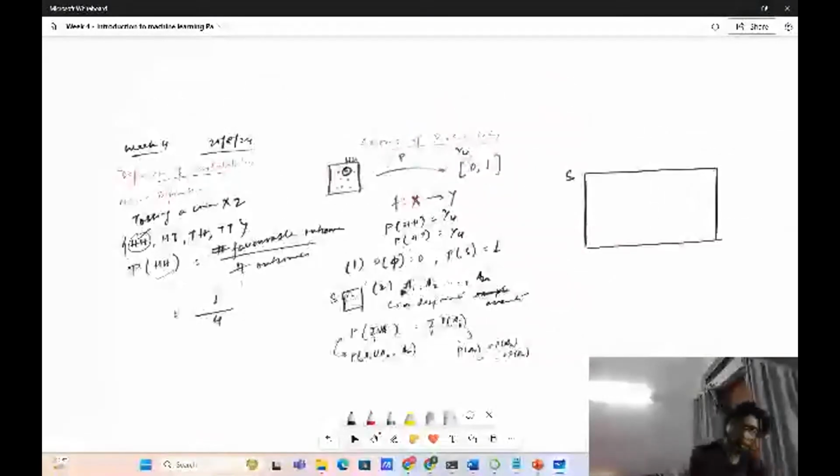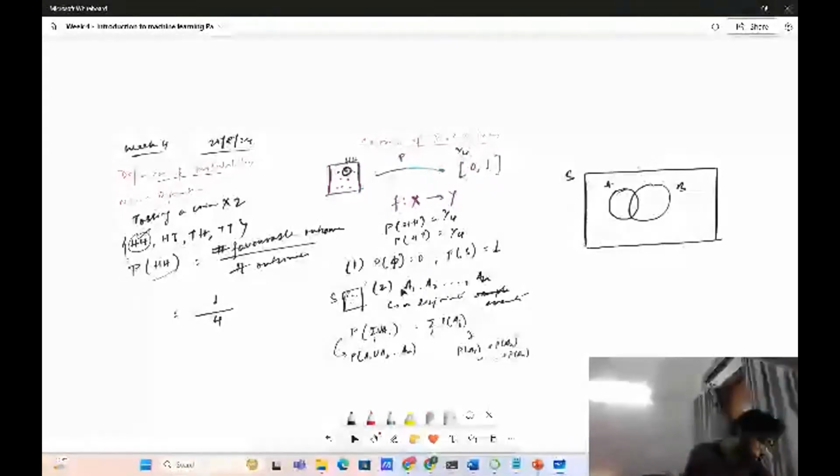Okay. So let's say this is your sample space, right? And instead of considering n events, let's consider two events. So this is one event A, this is another event, let's say B. And this part is basically where both A and B occur. A intersection B, right?